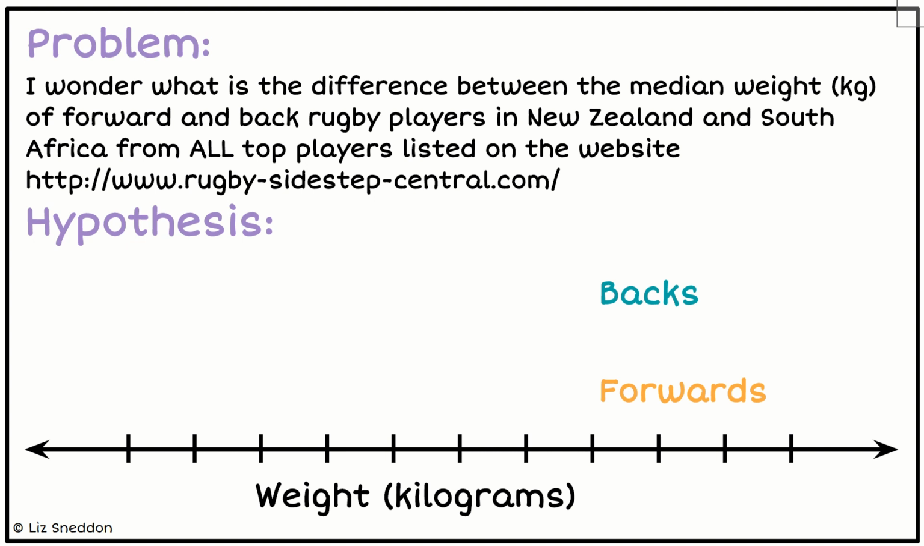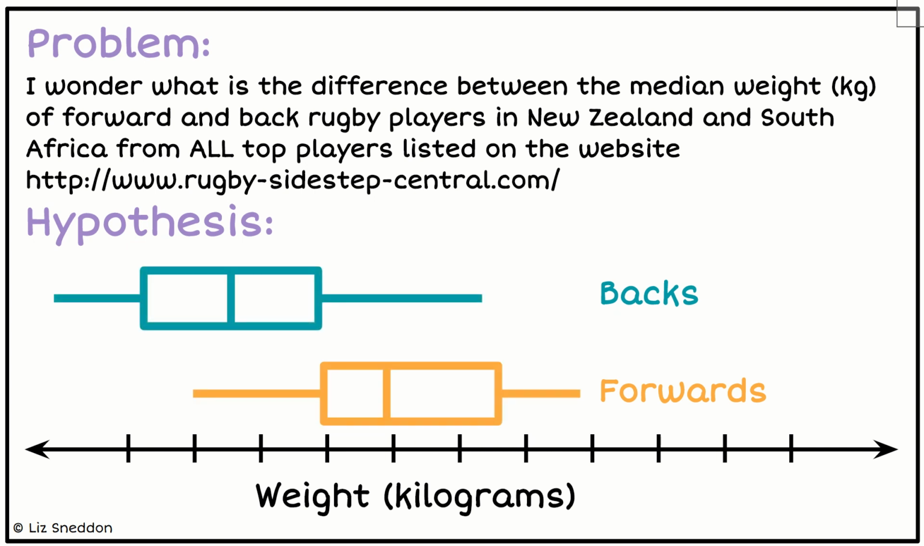So if I think about what a forward does on the rugby field, they tend to be involved in rucks and mauls. They need a lot of physical strength, and this is the area where having more weight could be quite helpful. Whereas for backs, most backs tend to need to be really fast because that's their role. They do a lot of running around the field. And so therefore I'm going to suggest that maybe their weights are a little bit less because somebody that's got less weight might be able to run faster. So that is going to form my hypothesis. And now I need to go and do some research to back that up.